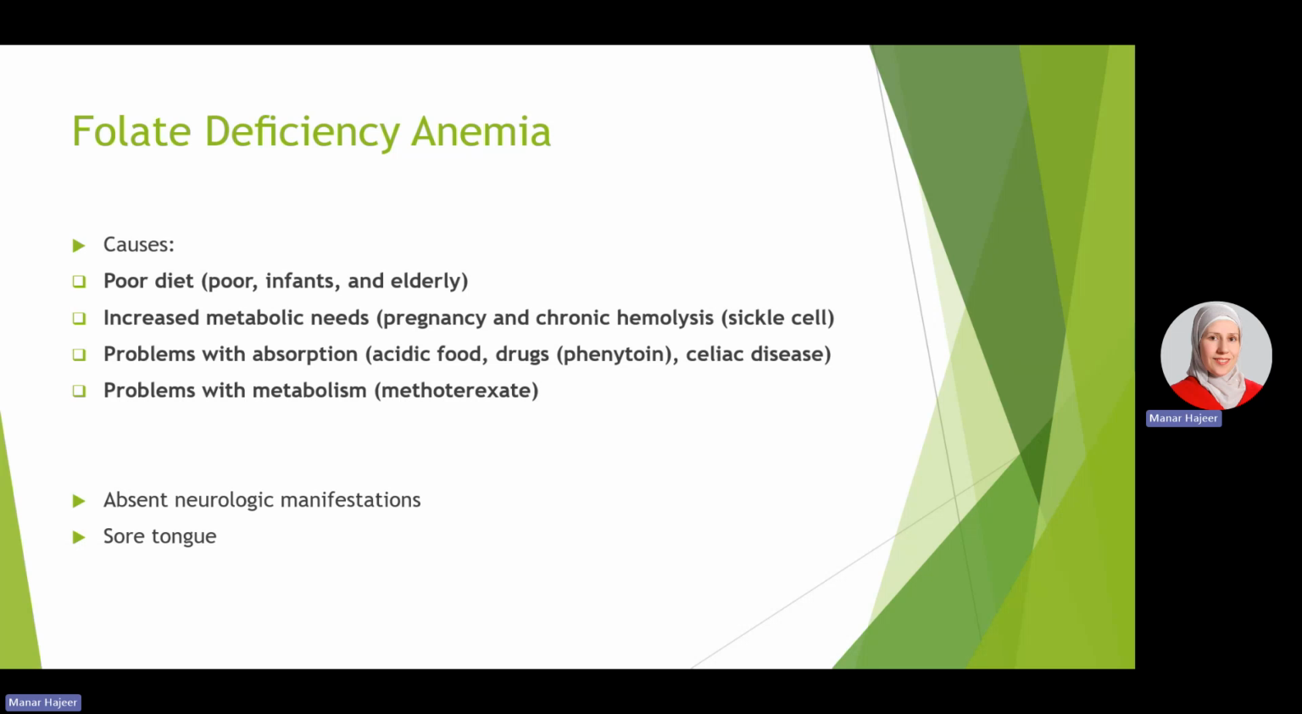Sometimes there are problems in the absorption of folate, like acidic food, for example, certain drugs like phenytoin, celiac disease, because the folic acid is absorbed in the duodenum or the first part of the small bowel, which is affected in celiac disease, like with iron. And also there can be problems with the metabolism of folic acid, like in patients taking methotrexate, a chemotherapeutic agent. So we also have to identify the underlying cause of folate deficiency.